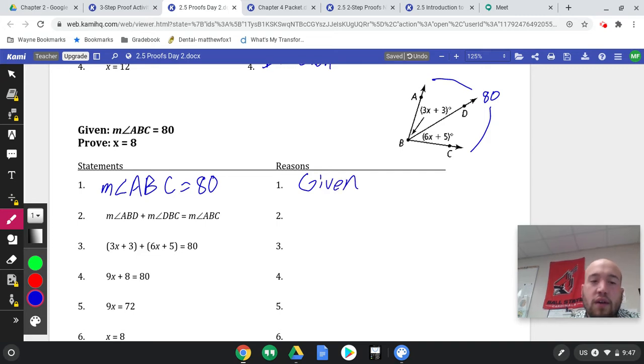Okay, now, if you look here, if we're adding the two smaller parts together to equal the big part, yesterday we did a problem with segment addition postulate. Instead of a segment here, we are adding the angles. So that's going to be angle addition.